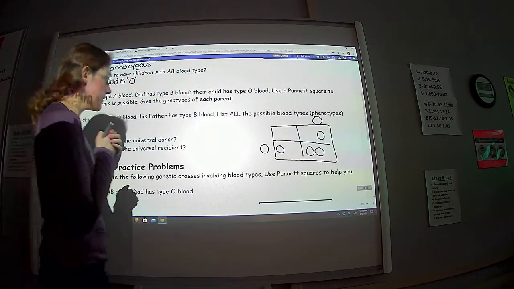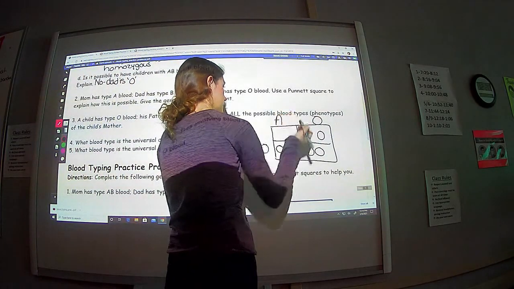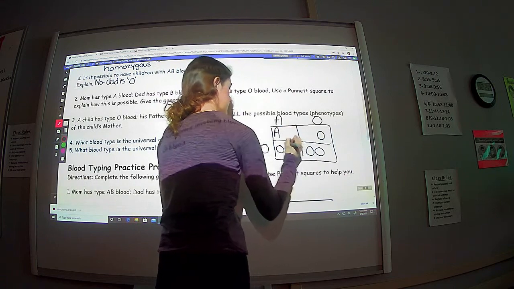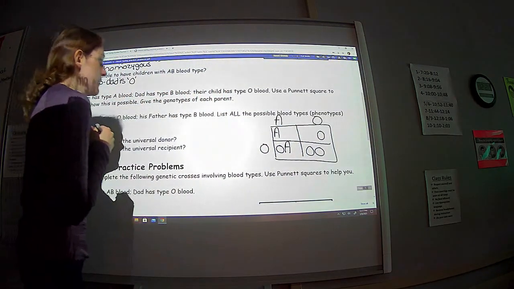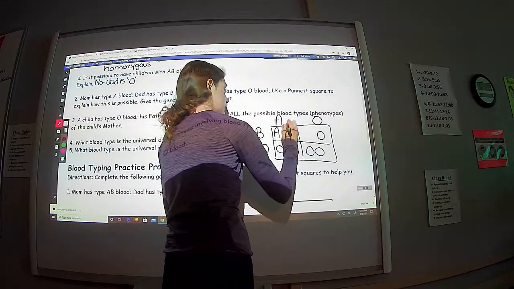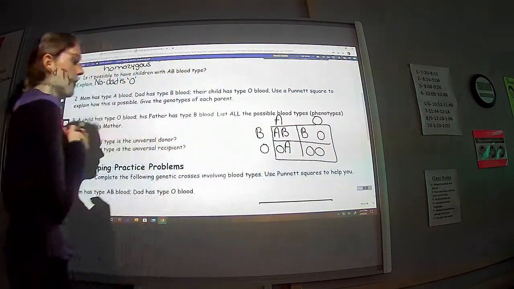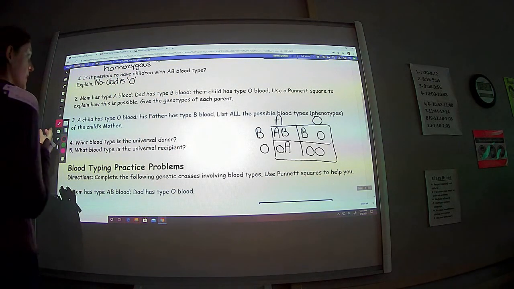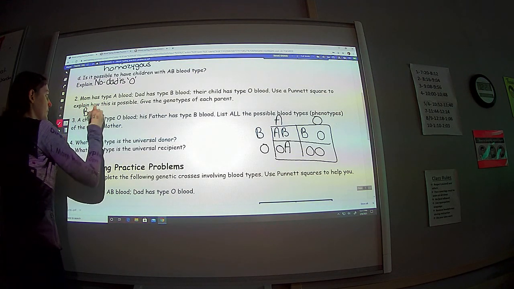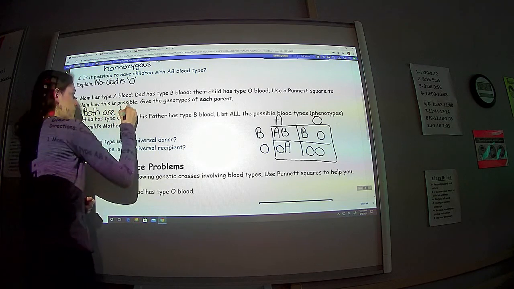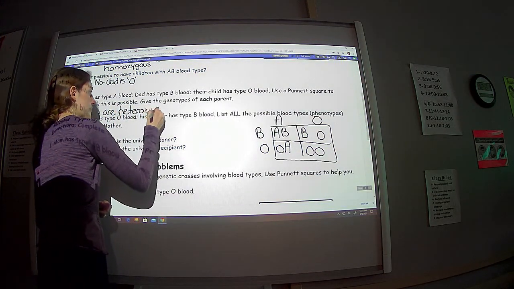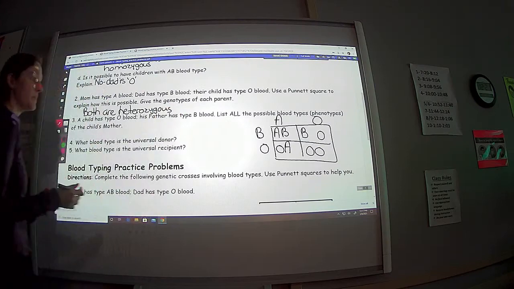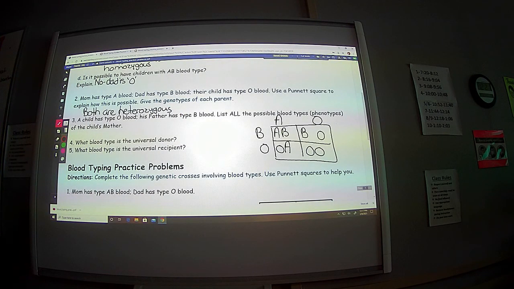Now, if we know that mom is A, I'll put A here. Run on through with it. And we know dad is B, so I'll put the B over here. That's how I would get an O. That's the only way I could get O, given my parents' genotypes. So they are both heterozygous. Both parents had to be heterozygous for that trait. If one of them was homozygous for A or for B, then the O blood type for the child would not have been possible.